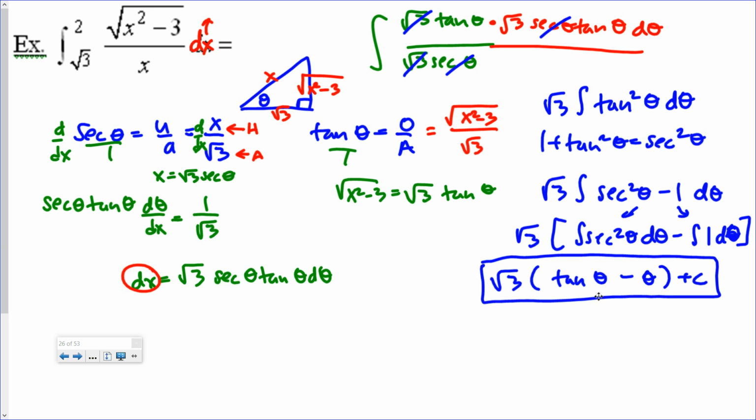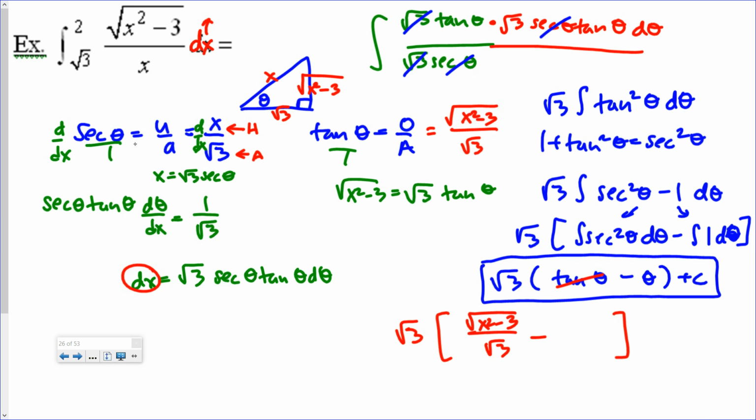It's not the right answer, but it's a great answer. Okay, what I need to do is go back and figure out what tangent theta is and what theta is in terms of x. Tangent theta is pretty easy. If I use my triangle, I can see that tangent theta is equal to the square root of x squared minus 3 over square root of 3. So I can write this answer as the square root of x squared minus 3 over square root of 3. The question is, what is theta equal to?